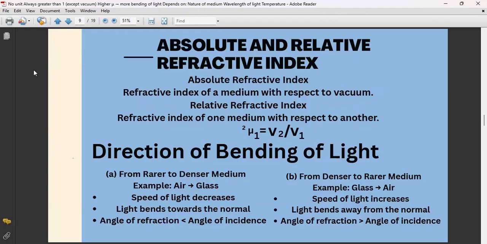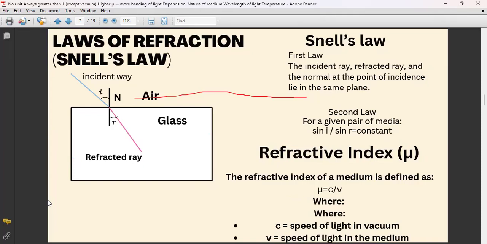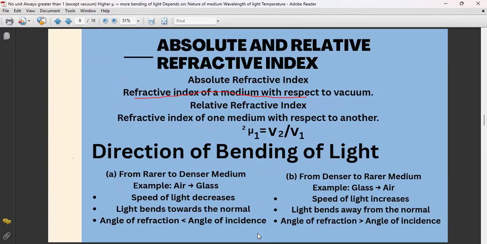Now, absolute and relative refractive index. Absolute refractive index is the refractive index of the medium with respect to the vacuum. We have already seen that for a light ray, the speed of light in vacuum is represented by c, and the speed of light in the medium is represented by v. So when we talk about the refractive index of the medium with respect to the vacuum, we define it as mu.